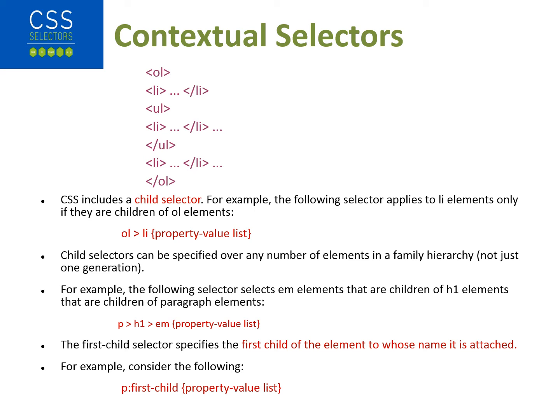The first child selector specifies the first child of the element to whose name it is attached. Another thing for style specification is that we can specify the name of the child. For example, P colon first hyphen child, property value list. So this is a kind of style definition. This style definition should be applicable for the paragraph's first child. This type of style definition is also possible: P colon first-child.